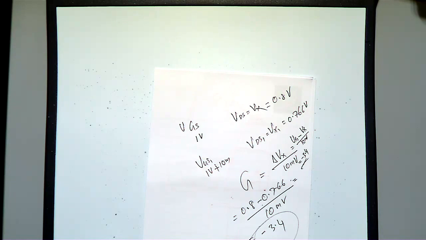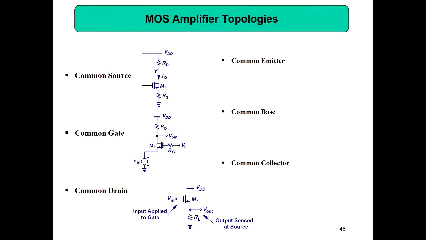Then MOS amplifier topologies. The MOS amplifier topologies are common source, common gate, common drain. Common source is equivalent of common emitter in the case of bipolar junction transistor, BJT. Common base is equivalent of common gate. Common drain is equivalent of your common collector or emitter follower. That means you are sensing output at the emitter, the collector side. So that is the reason common collector is coming.